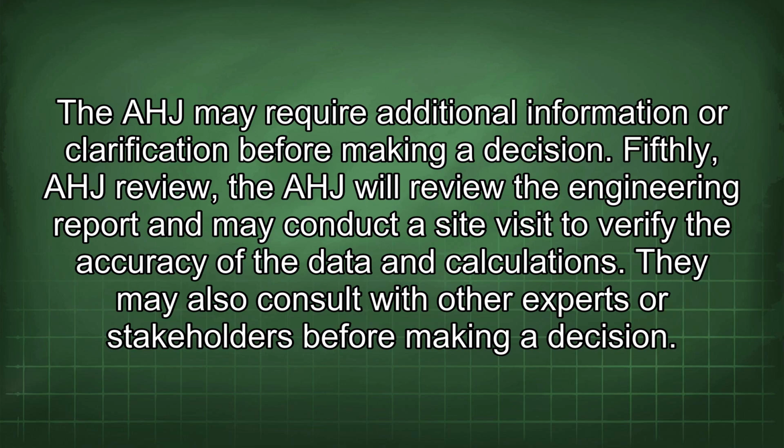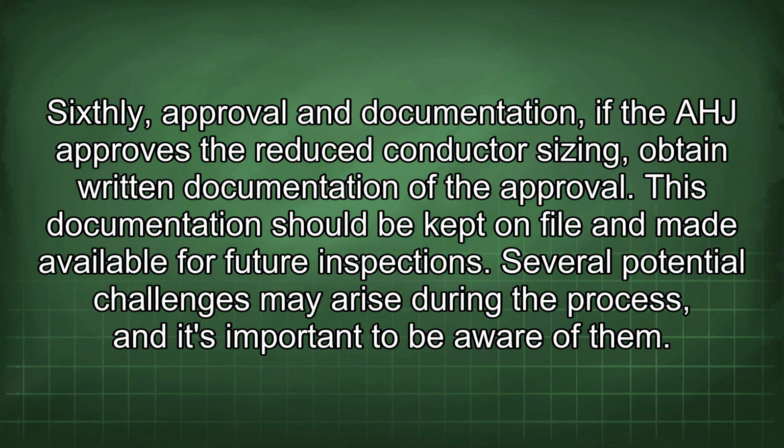Fifthly, AHJ review. The AHJ will review the engineering report and may conduct a site visit to verify the accuracy of the data and calculations. They may also consult with other experts or stakeholders before making a decision. Sixthly, approval and documentation. If the AHJ approves the reduced conductor sizing, obtain written documentation of the approval. This documentation should be kept on file and made available for future inspections. Several potential challenges may arise during the process, and it's important to be aware of them.